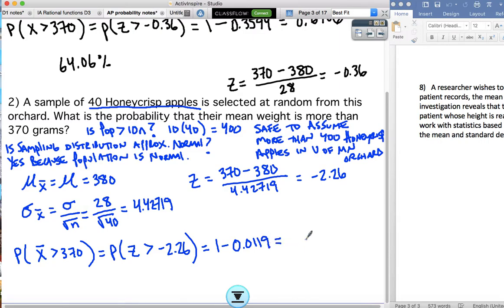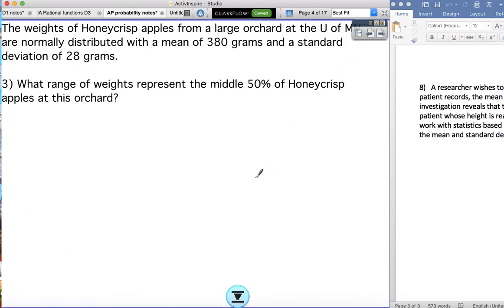Subtract that from 1 and we get 0.9881. So 98.81% is the probability that the mean weight of these 40 Honeycrisp apples is more than 370 grams. Okay. What range of weights represents the middle 50% of Honeycrisp apples at this orchard?